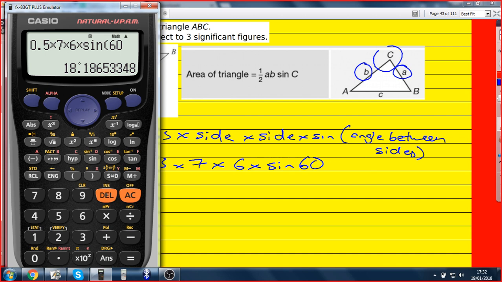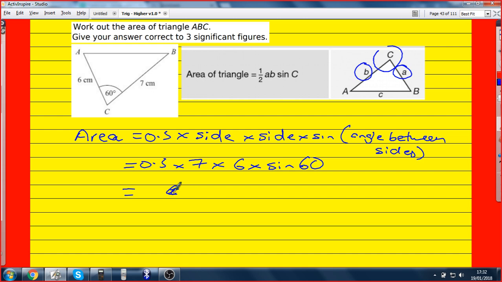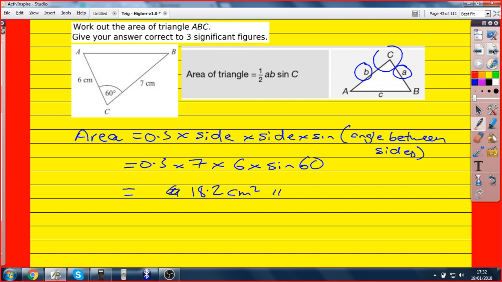Well, the third significant figure at the moment is 1. I think you're looking at the fourth significant figure. It's 18.1 then. That would be if it was rounding down. This is closer to rounding up. 18.2. That's it. So the area of this triangle is 18.2 centimeters squared.